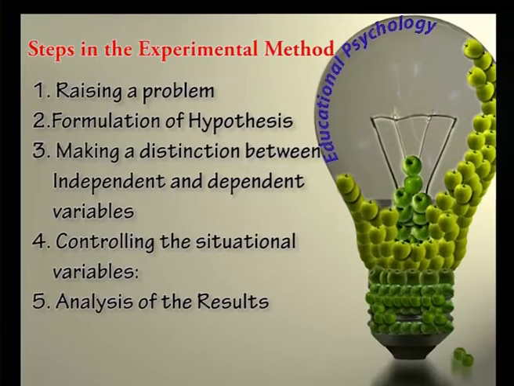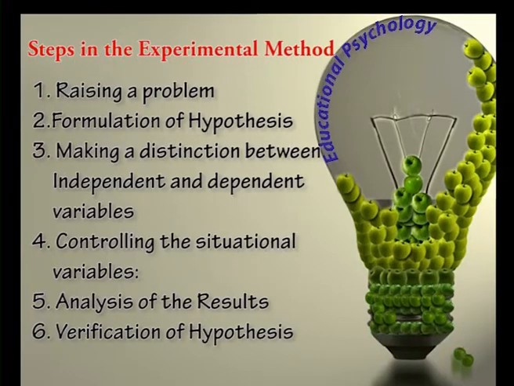Let's talk about the analysis of the results. Once the experiment is concluded, the results are analyzed. In our example, we may apply some percentages to find out in which type of supervision a higher percentage of students have copied. Let's talk about verification of hypothesis. The last step in the experimental method is the verification of the hypothesis, which we have earlier framed. The result of the experiment shows whether the hypothesis is accepted or rejected.